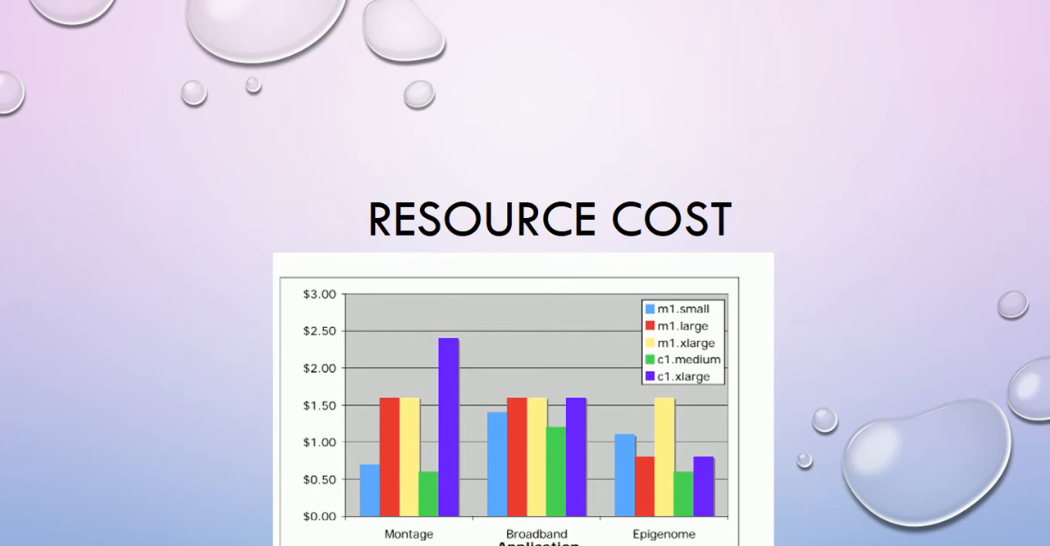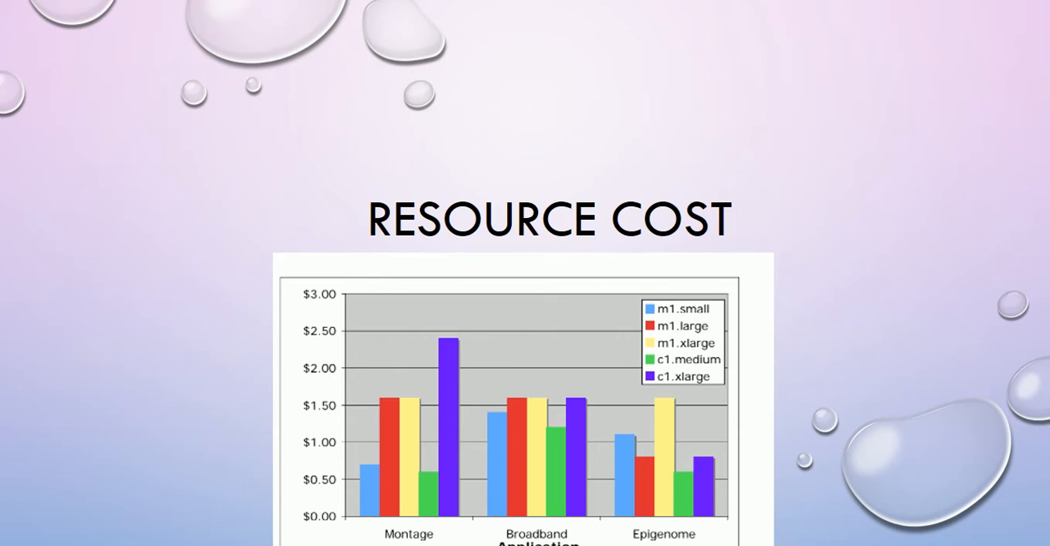So for broadband, let's see what you can see from the chart. For broadband, you can see the resource cost is again lowest for the C1 medium, and in this also you can see that C1 medium has a lower resource cost, right?